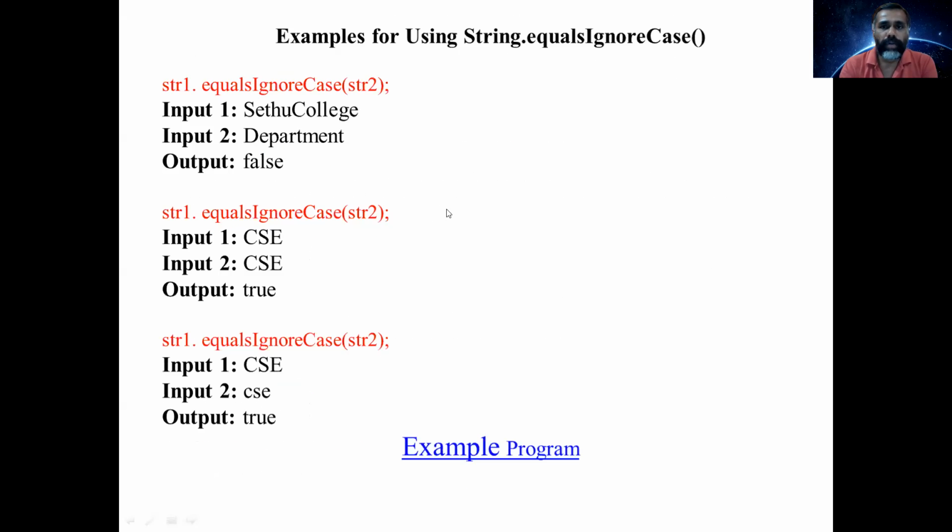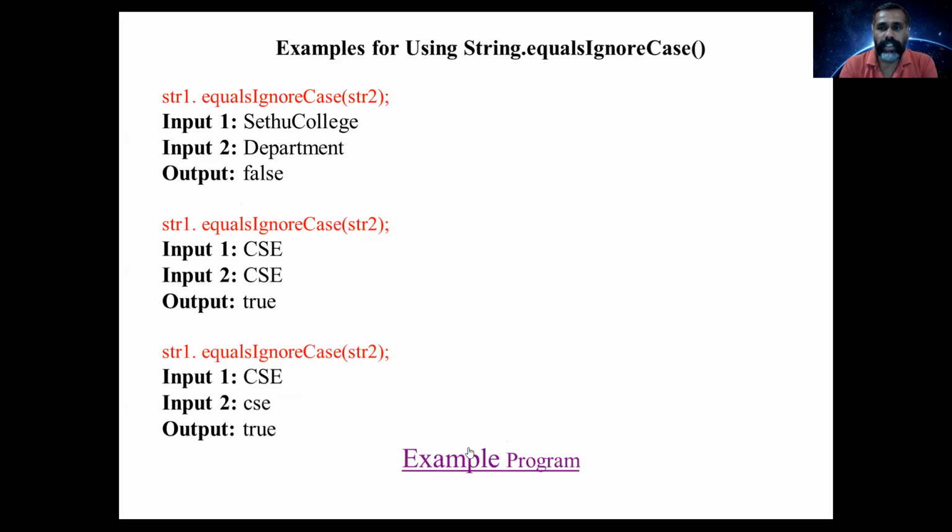And one more example for equalsIgnoreCase. In the previous example, we have seen that Java is case sensitive. It does not treat the two strings as equal if one is lowercase and the other uppercase. It shows a difference, so they are not the same.